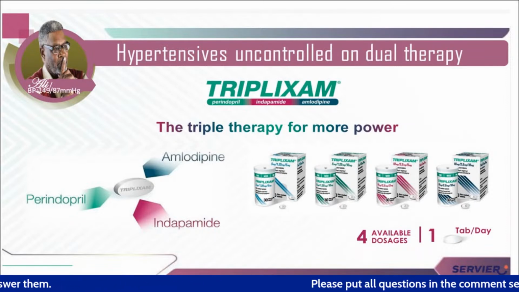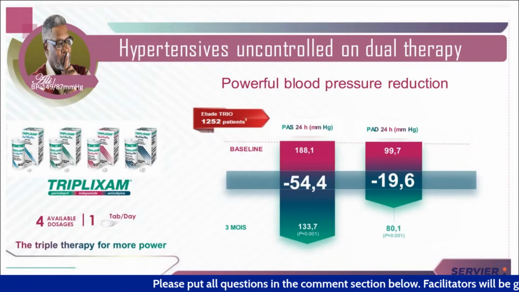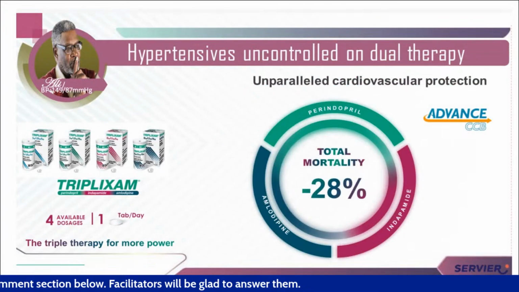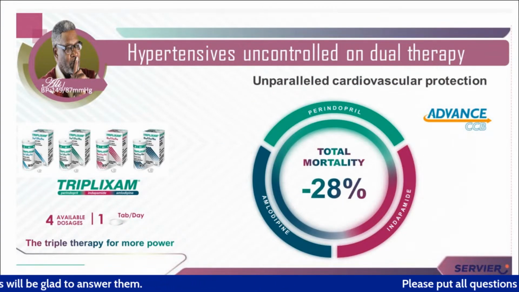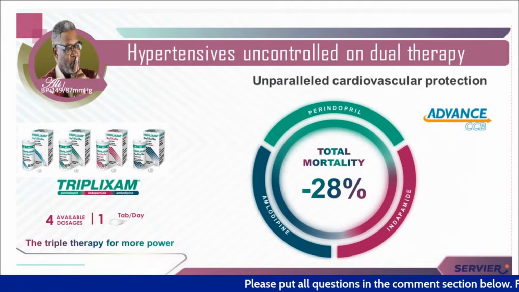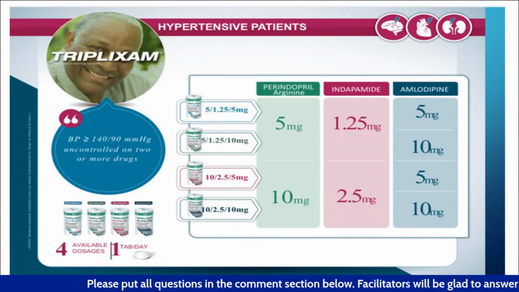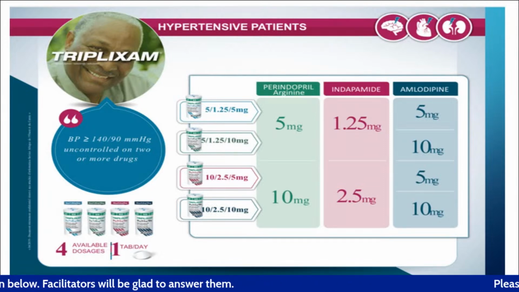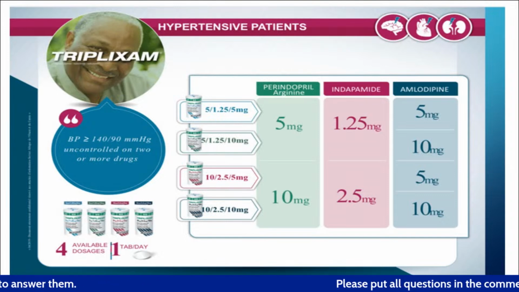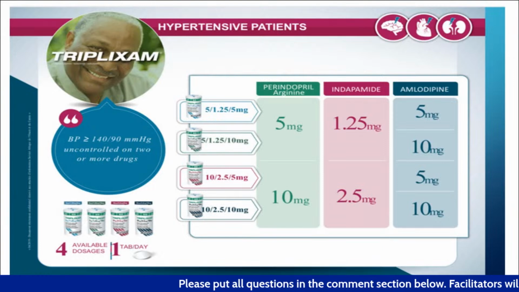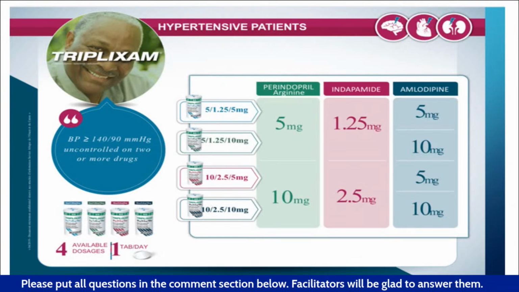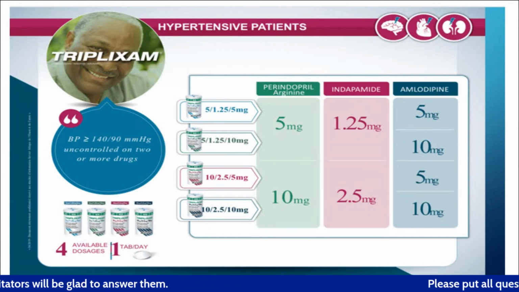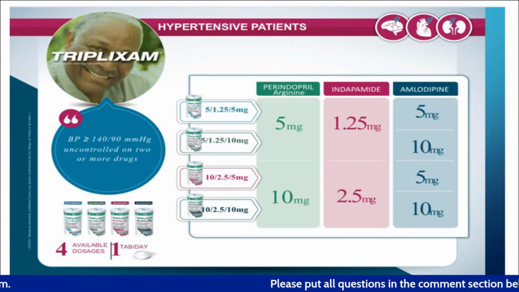Also, it has been proven in the ADVANCE trial, which Dr. Lambert shed light on, of it having an unparalleled cardiovascular protection, up to a 28% reduction in total mortality. So I made mention of 4 flexible doses of Triplixam. So usually we combine the lowest dose of perindopril arginine to the lowest dose of indapamide, and also the highest dose of perindopril to the highest dose of indapamide. The reason being to counteract the hyperkalemic and the hypokalemic side effects that ACE inhibitors and the thiazide-like diuretics generally present with. And this is combined with either 5 milligram or 10 milligram of amlodipine.